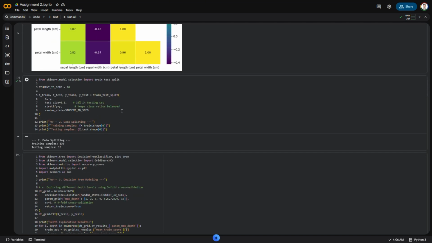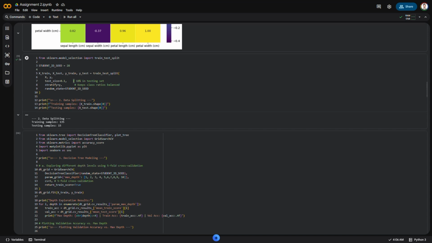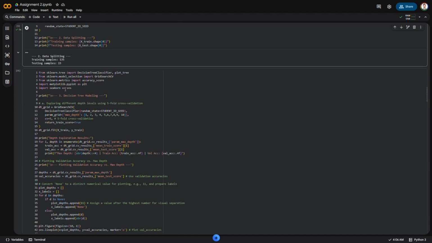I use a stratified random sampling strategy to split the dataset into 90% training and 10% testing. Stratification is important here because the test set is small, only 15 samples, so I wanted to preserve the class balance. The test set contains 5 samples from each species. Let's go to the machine learning models.